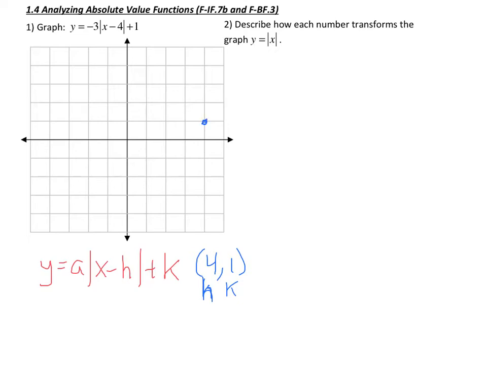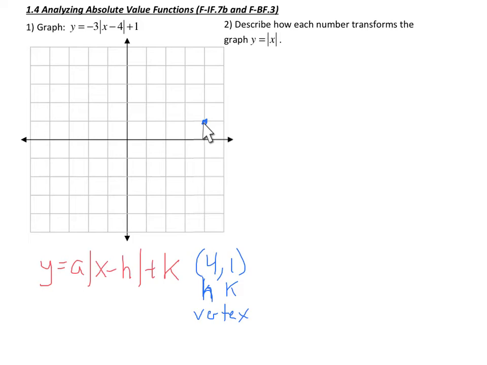So plot that dot. That is called your vertex. You had a vertex with parabolas. It's the point on the graph, the edge, the pointy spot. So that's the point that the whole graph kind of shifts by. It's kind of like its hub.